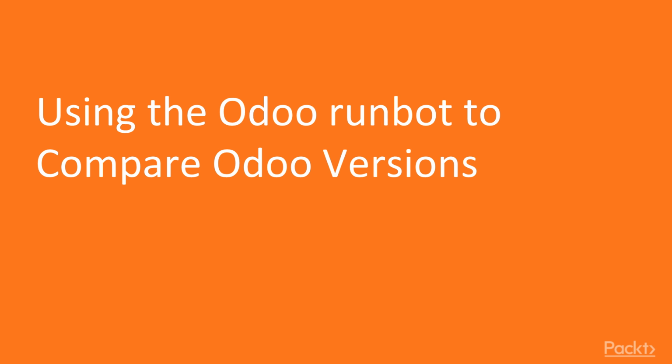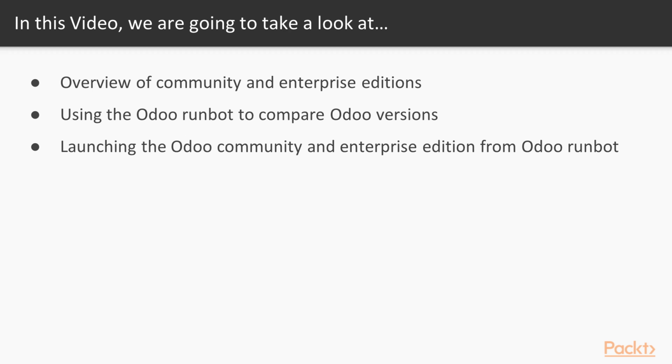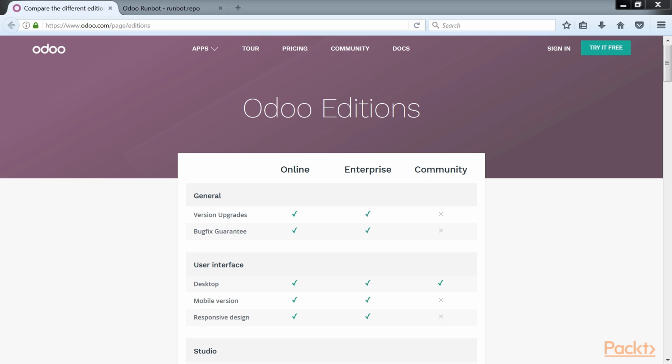Now we move on to the first video of this section that deals with the use of Odoo runbot to compare Odoo versions. In this video we will learn about the overview of Community and Enterprise editions. We will also see how to use the Odoo runbot to compare Odoo versions. We will launch the Odoo Community and Enterprise edition from Odoo runbot. First, let us take an overview of Community and Enterprise editions.